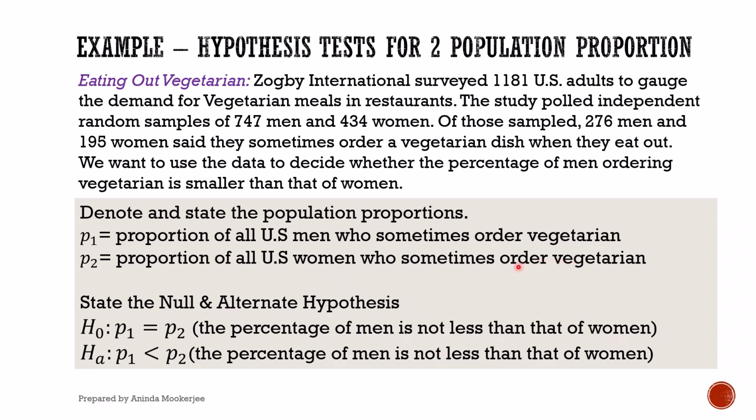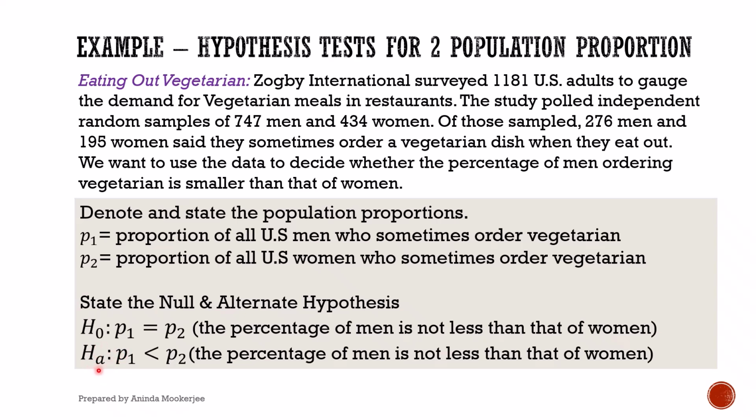And then we come to stating the null and alternate hypothesis. Null hypothesis always uses the equals. It's P sub 1 equal to P sub 2. Please make sure you're using the population proportion notation. There shouldn't be any hats over the P when stating the hypothesis. So P sub 1 equals P sub 2, which means the percentage of men is not less than that of women ordering vegetarian dishes. Correct?